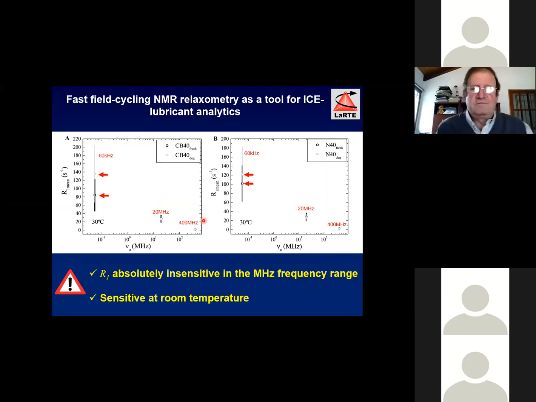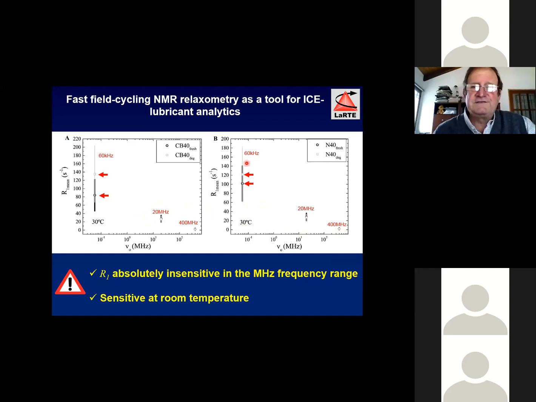Now, let's go to T1, and we do the same at 400 megahertz, but this experiment is fixed at 30 degrees Celsius. We do not measure as a function of temperature. We fix the temperature at 30 degrees. So you see no changes at 400 for both samples, at 20 also, no change, absolutely insensitive.